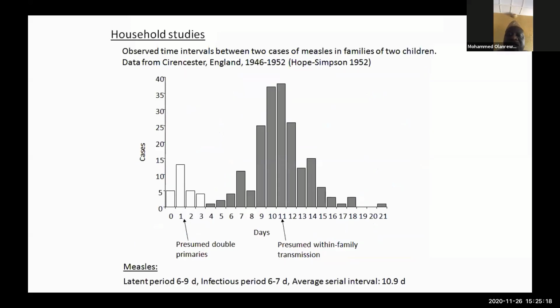Household studies: observe the time interval between 2 cases of measles in families of 2 children. Data from England from 1946. If you look at the number of reported cases and the number of days, presumed double primaries, presumed within-family transmission, and the latent period of 6 to 9 days, the infectious period of 6 to 7 days, the average serial interval is 10.9 days.